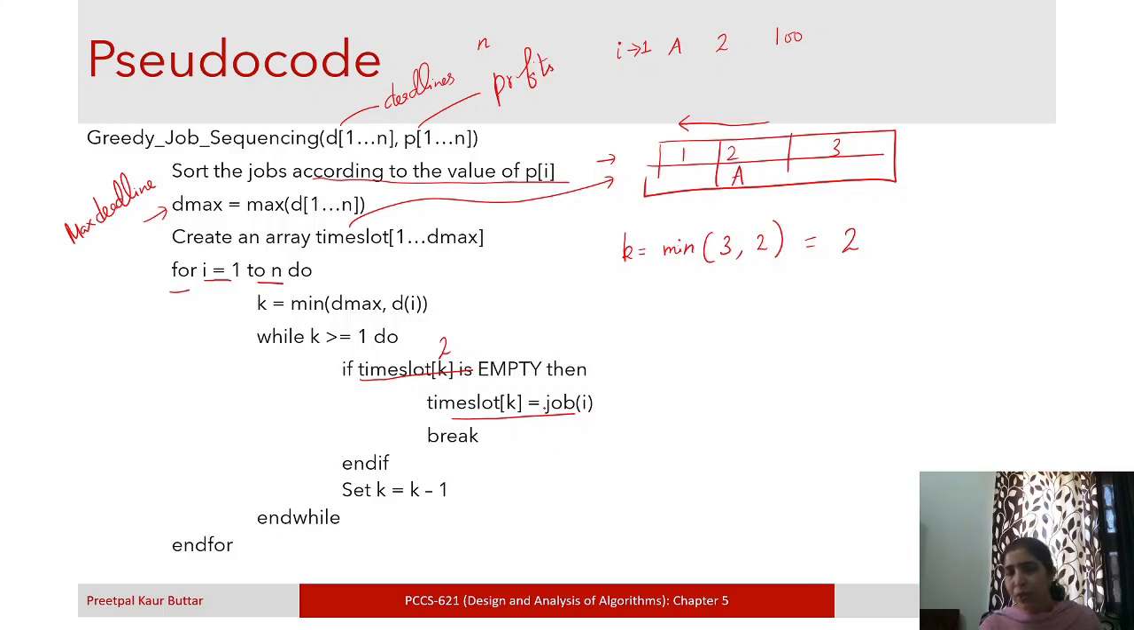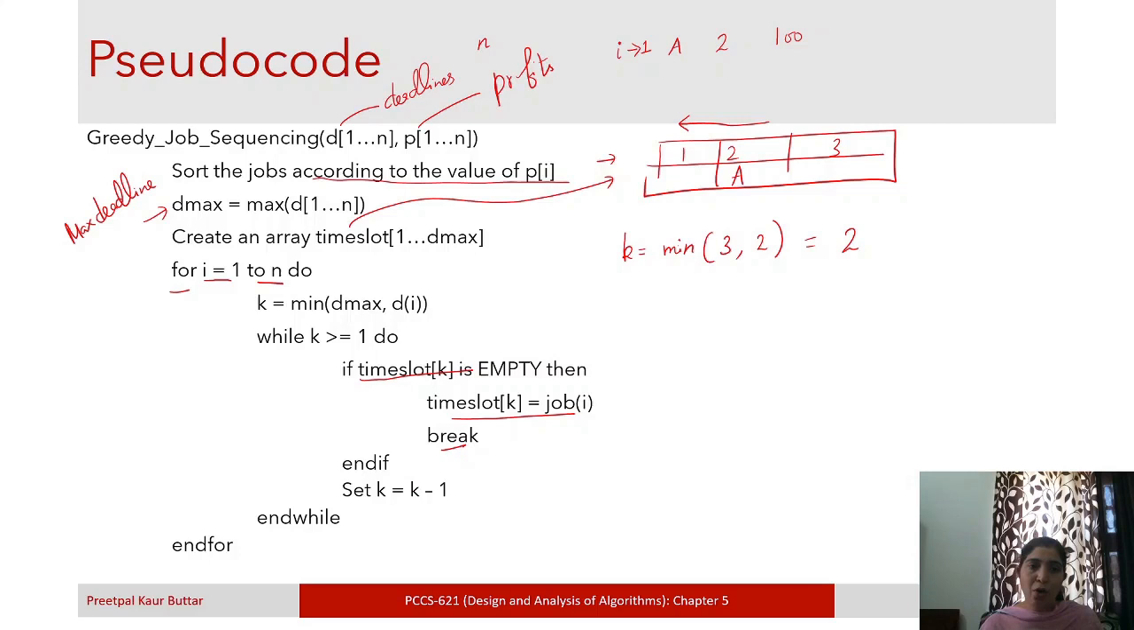And now we do not need to check the next time slot backwards, right? Because A is already scheduled at time slot 2. But if it happens that this is not empty, then what we will do is, we will not break, we will go backwards, that is K equal to K minus 1. So this is how this algorithm works.